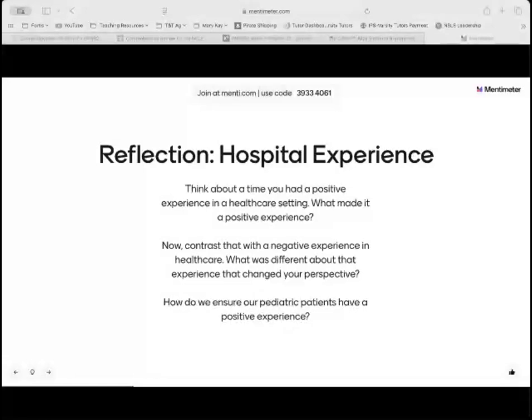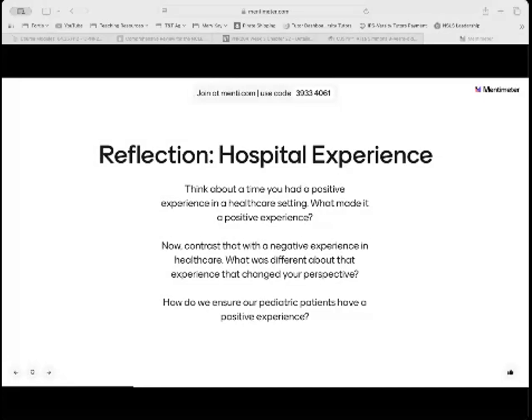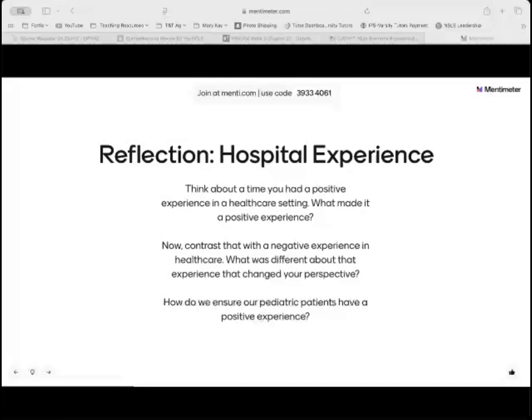So thinking about those positive and negative experiences, how do we make sure that we guarantee that positive experience for our pediatric patients? What are some things that we can do? You get down on their level for sure. And you want to explain things in the way that they'll understand it.